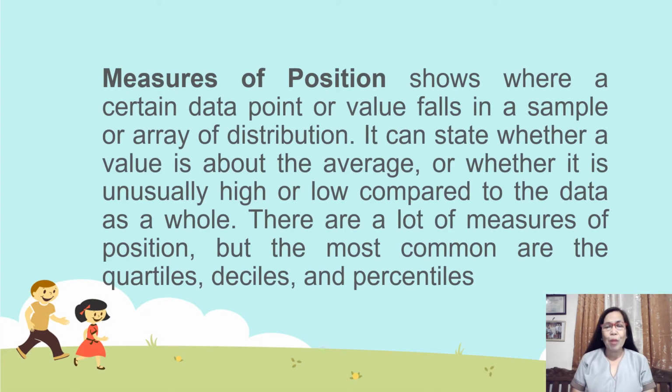So when we say measures of position, this shows where a certain data point or value falls in a sample or array of distribution. It can state whether a value is about the average or whether it is unusually high or low compared to the data as a whole. There are a lot of measures of position, but the most common are quartiles, deciles, and percentiles. So that's what we are going to discuss today.